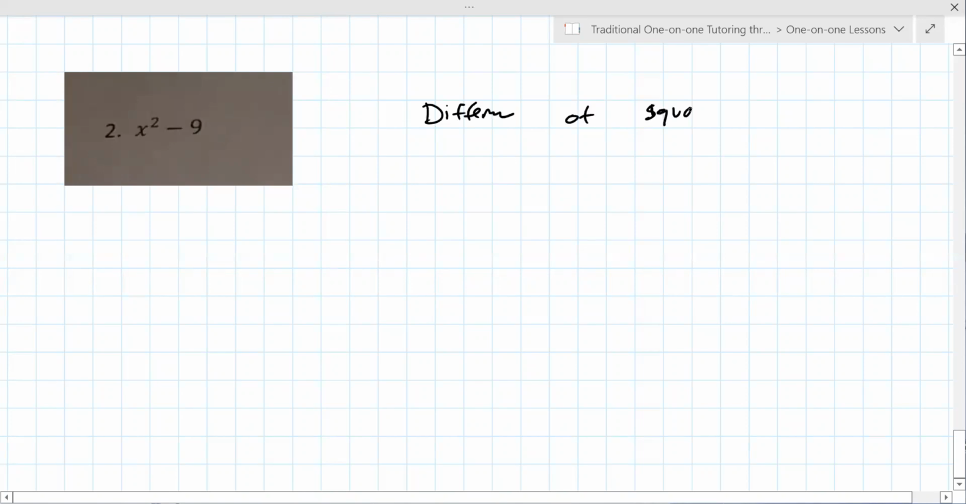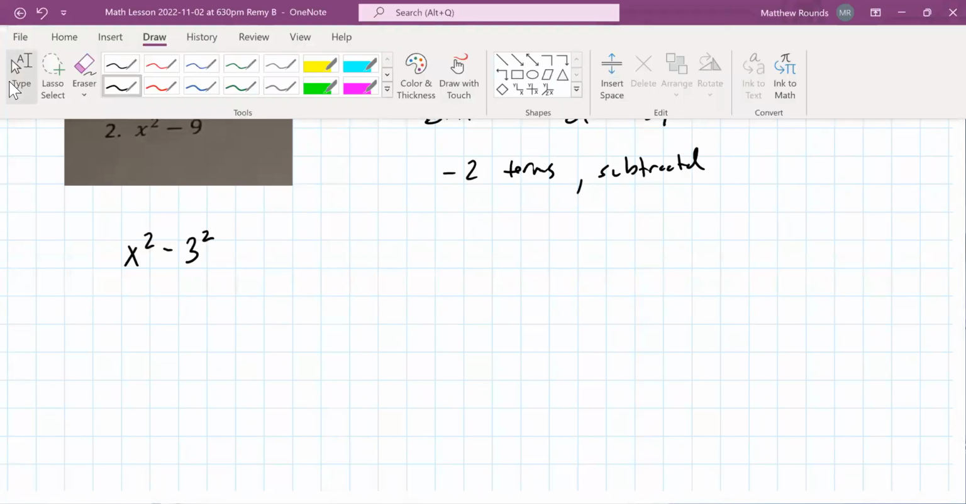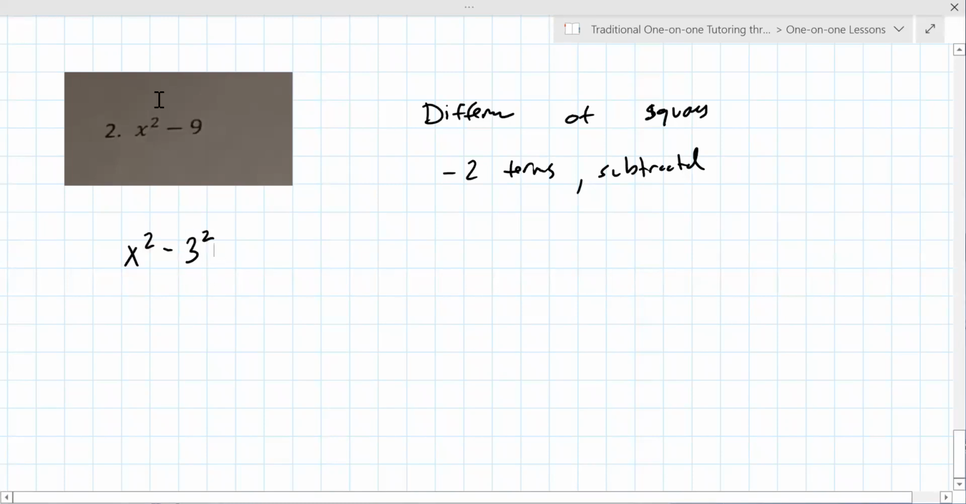Difference of squares. Now, do you notice that this only has 2 terms in it and it's being subtracted? That's really important here. Let me show you something. Do you see that 9 can be written as 3 squared? So now this is difference of squares. The difference literally means subtraction, and you have 2 squares. You've got an x squared on the left and a 3 squared on the right.